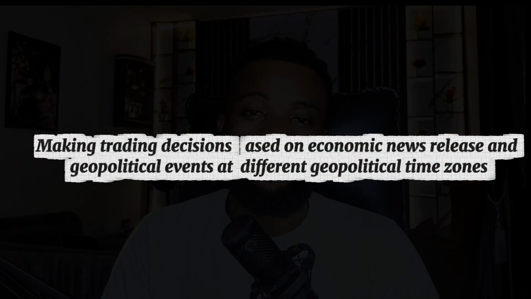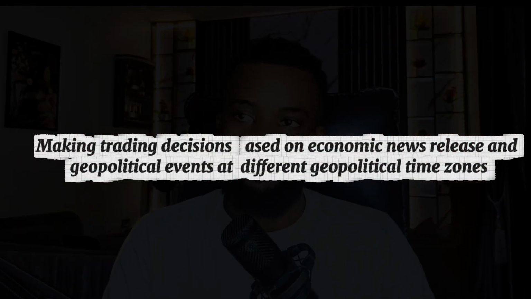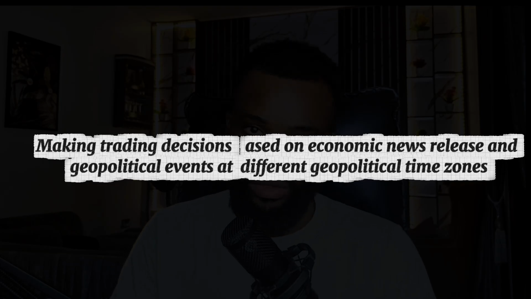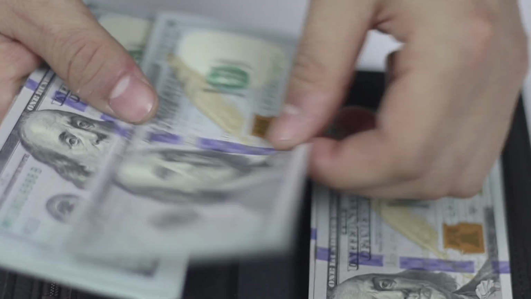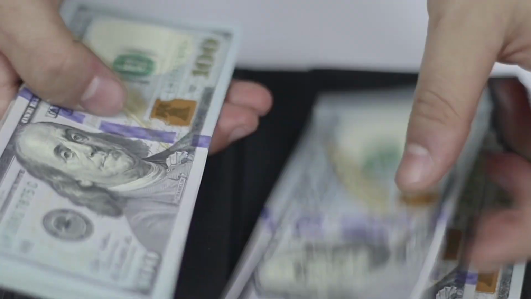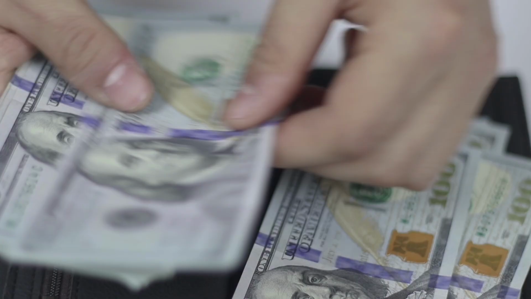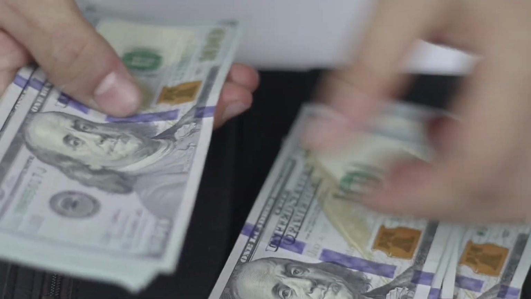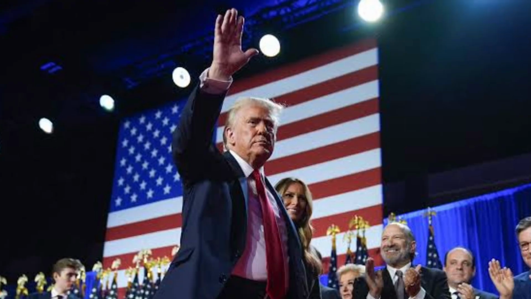So news trading in the forex market simply refers to making trading decisions based on economic news releases and geopolitical events at different time zones. Traders aim to profit from the high volatility that often follows major news, such as interest rate decisions, employment data such as the US non-farm payrolls, inflation reports such as CPI, as well as political developments. The bigger question now is, how does it really work?